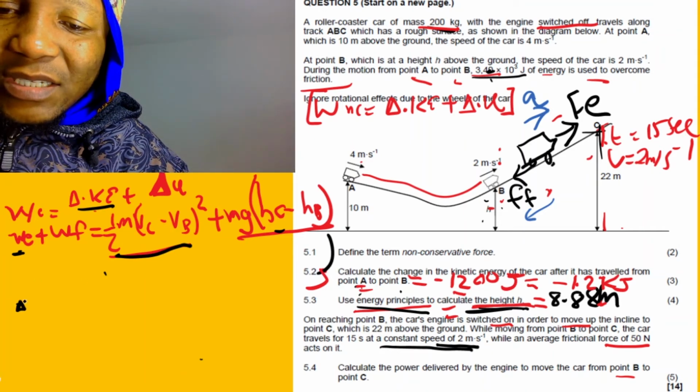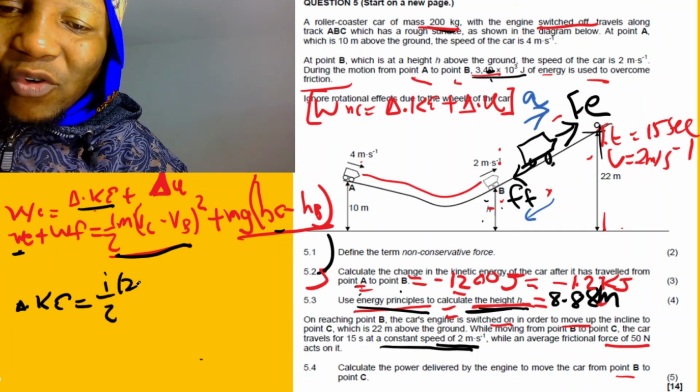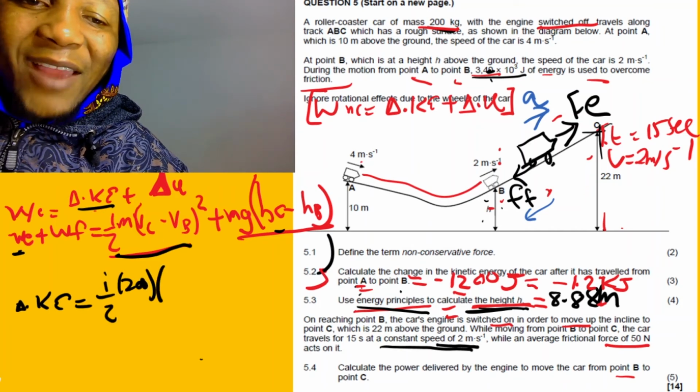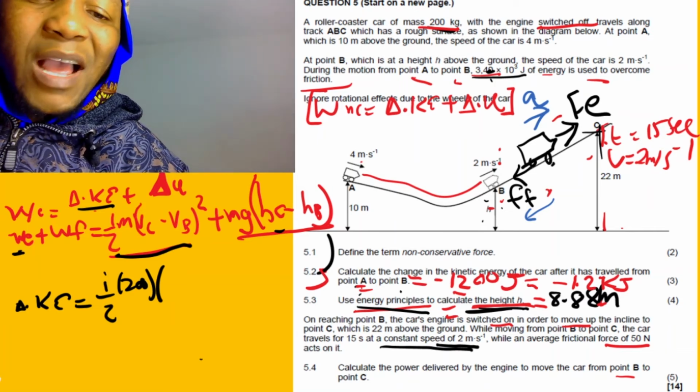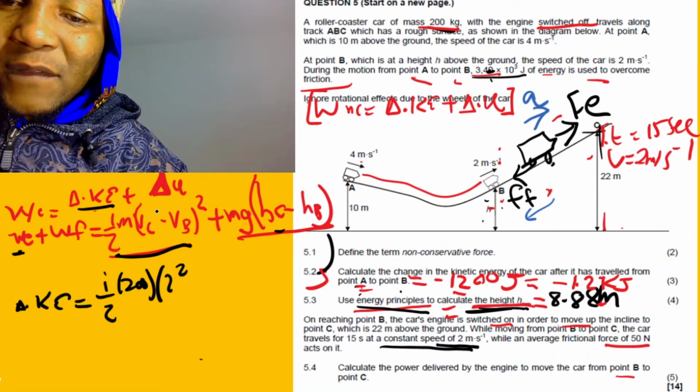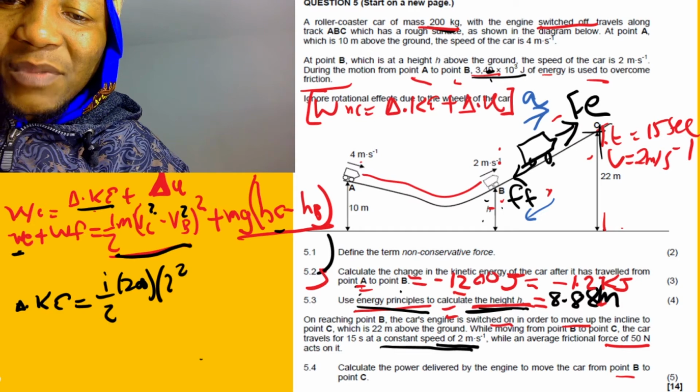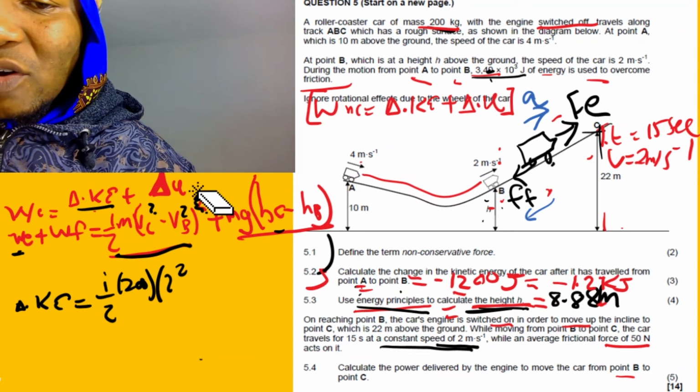The change in kinetic energy is equal to a half mass. Our mass is equal to 200. The velocity final is going to be the same, because constant means when it's on top here, it's going to be 2 squared. Don't forget here. So I was wrong here. It must be like this, not like that. I was wrong. Sorry.